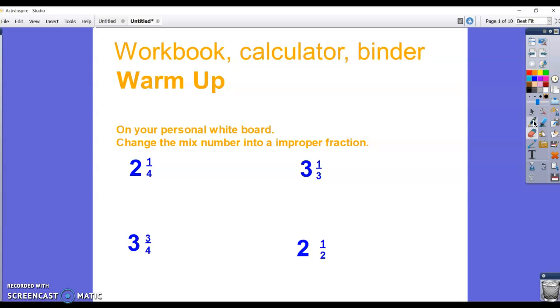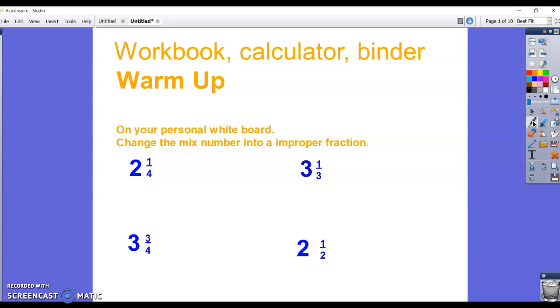Today you did your warm-up on your personal whiteboard. So we're going to go over those answers. We were changing mixed numbers to improper fractions. We are going to be working a lot with fractions in lessons 11 and 12, and so we need to refresh our memory on how to use things like mixed numbers. And they have to be, as I said, improper fractions when we're using them in math.